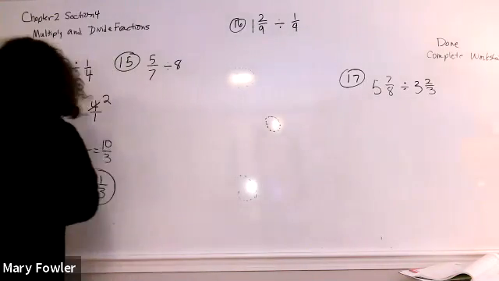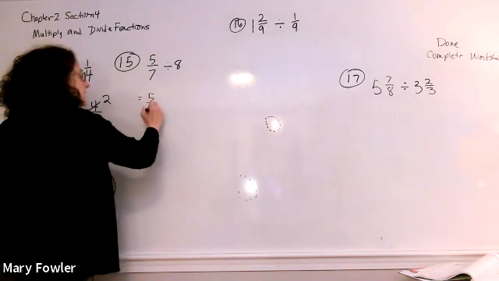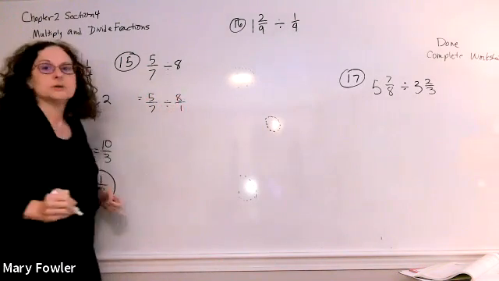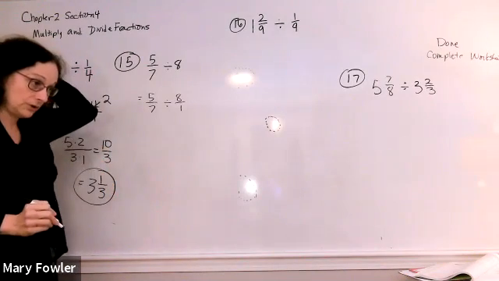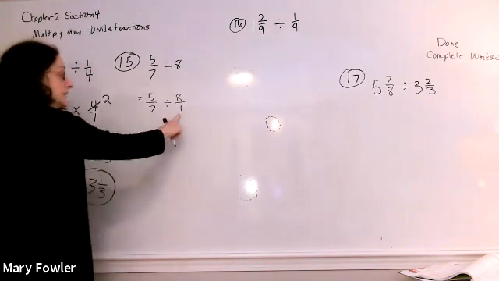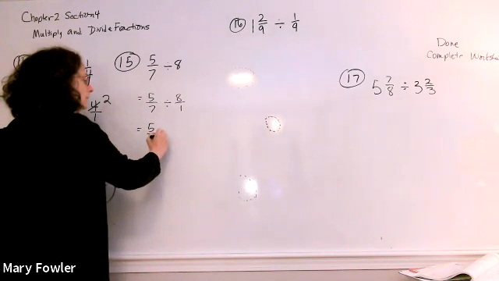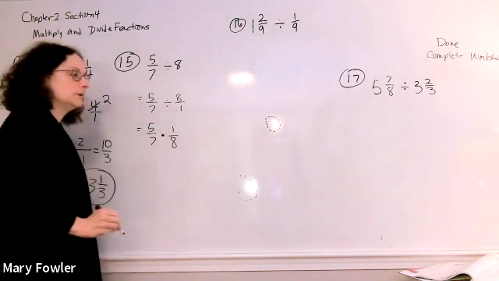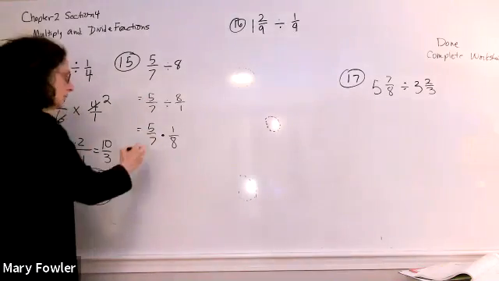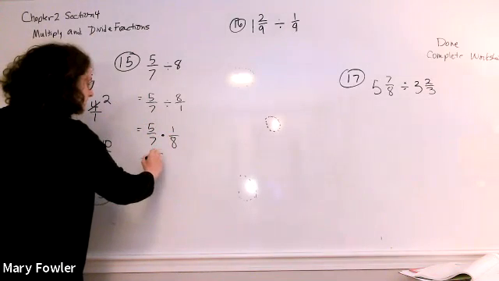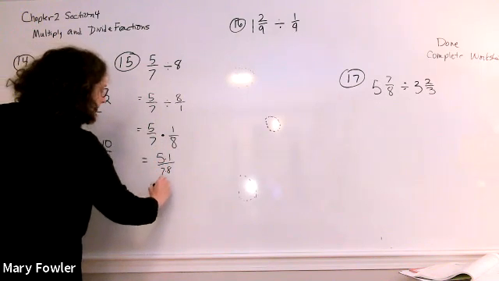Okay, we have 5/7 divided by 8. So first is to convert the 8 to an improper fraction, right? Any whole number is an improper fraction with the denominator of 1. Next, we're gonna multiply by the reciprocal. Then we use our multiplication of fractions procedure, looking for common factors. I don't see any. So numerator is 5 over 1 and denominator is 7 over 8.